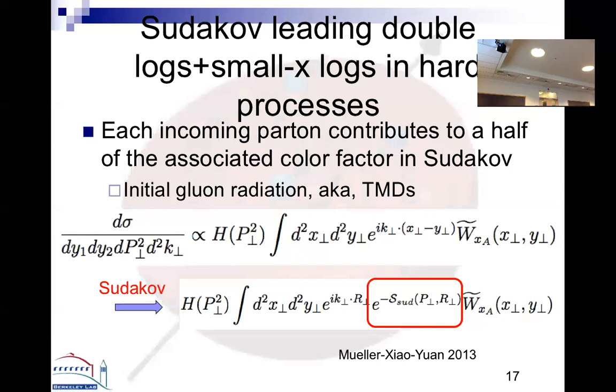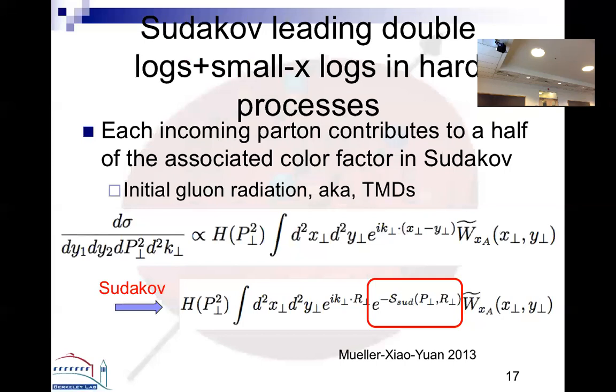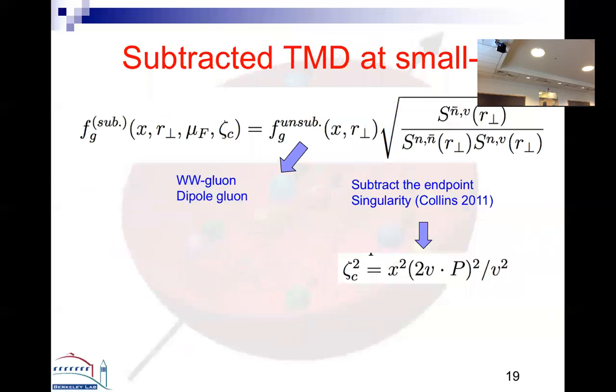a couple years ago, Jian Zhou, Bo, and I myself actually tried to look for TMD as well. I mean, we are doing essentially the cross-section calculation for Higgs particle production, dijet production. We are saying, why not we just look for the TMD gluon distribution. So what we propose is that we start with the factorized TMD with full operator definition, and call it the Collins 1981 formalism, and then we calculate the corrections in the dipole formula with rapidity subtraction. If you're familiar with TMD, we have to do the rapidity singularity subtraction. And then we solve the TMD evolution with BK involved, the dipole gluon distribution, and so on. So that's the Collins 2011 prescription for TMD.